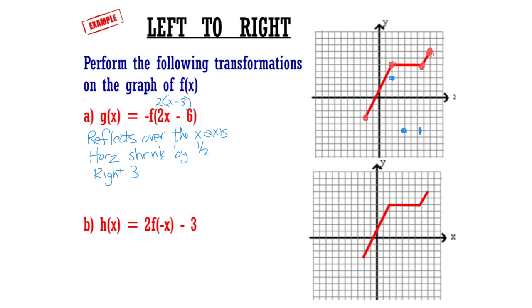Okie doke. Last point. This one right here. First thing, reflect over the x-axis. So it is currently up 7, so it's going to reflect down so that it's down 7 right here.